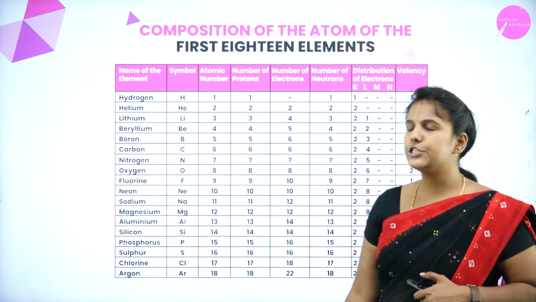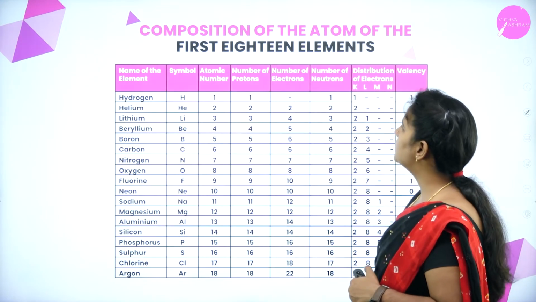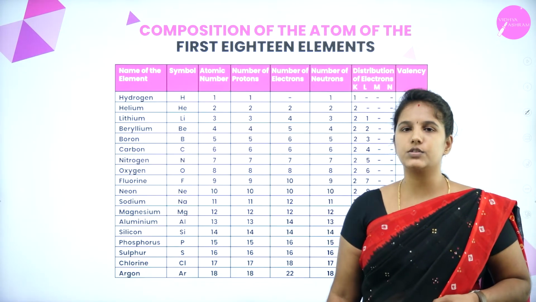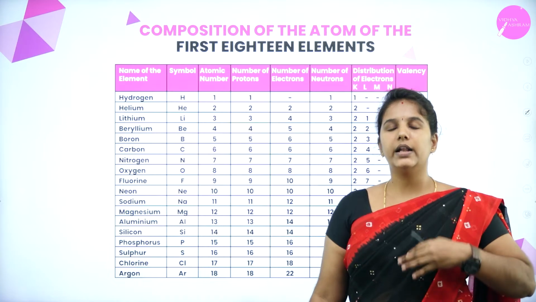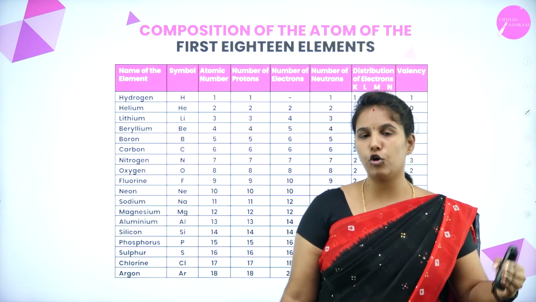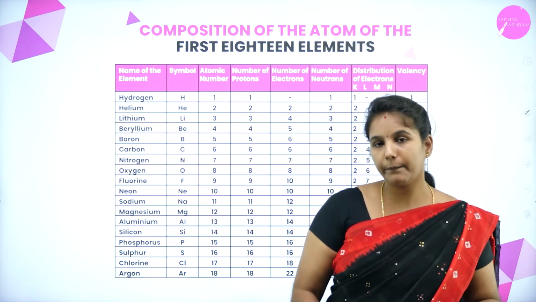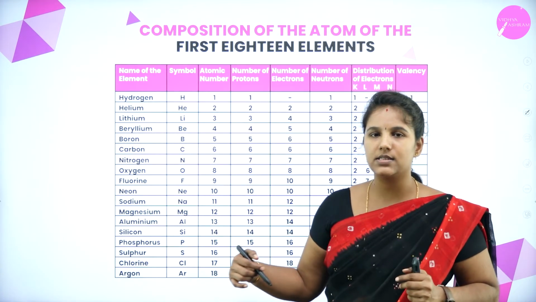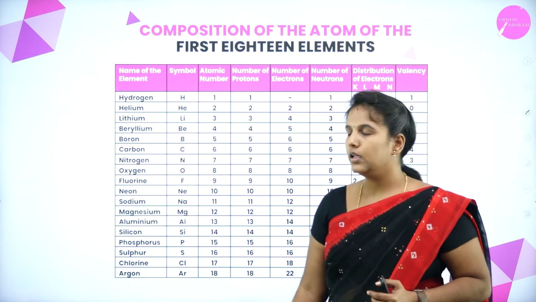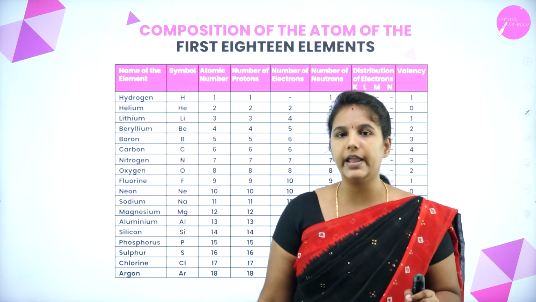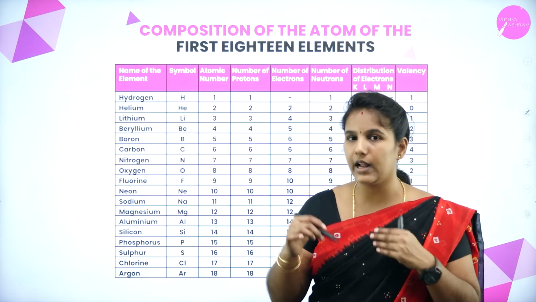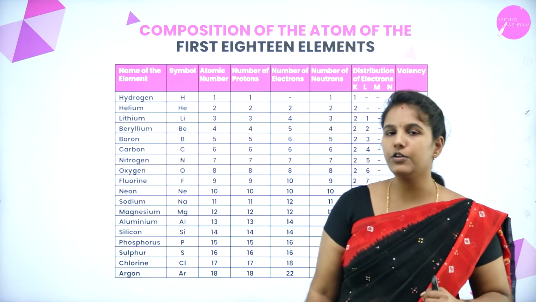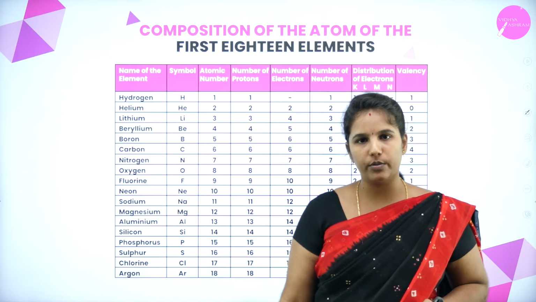Coming to the composition of a few elements, I have listed out a few atoms of the first 18 elements. From this, we can clearly understand how we are going to represent the element, how we are going to count the number of protons, neutrons and electrons, how we represent them in the different shells, and what the valency will be. Let us understand the first 18 elements. If you learn the first 20 elements with the symbol and the atomic number, it's very easy to understand chemistry concepts. At least from 1 to 20, you must know the symbol and the atomic number.